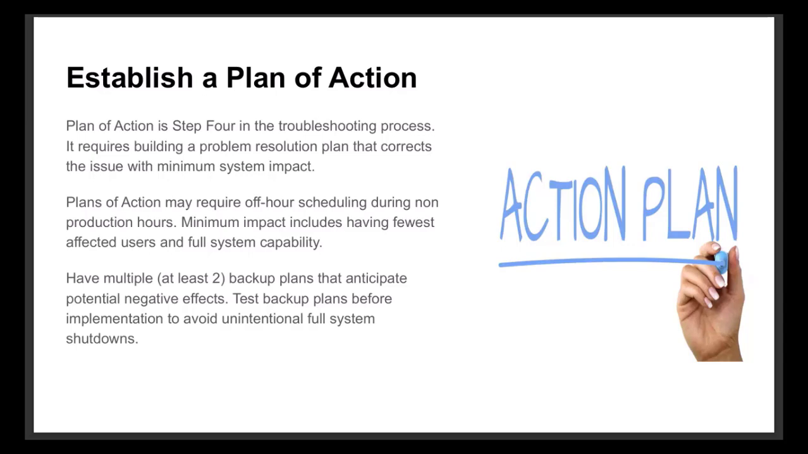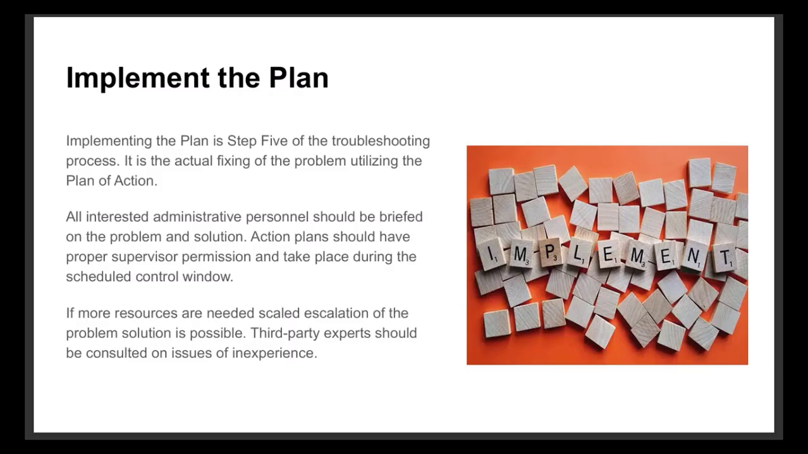Step 5 in the troubleshooting process is implementing our plan. This is the actual fixing of the problem. We have created our plan schedule as well as our problem resolution plan, and now we are going to implement the solution that we have tested and identified as the best way to solve our issue.